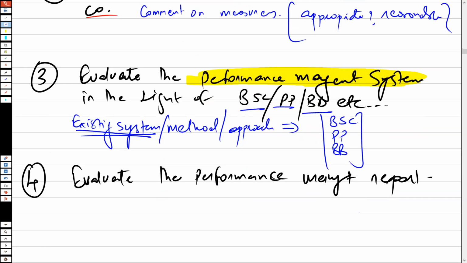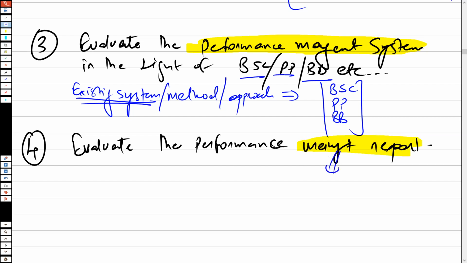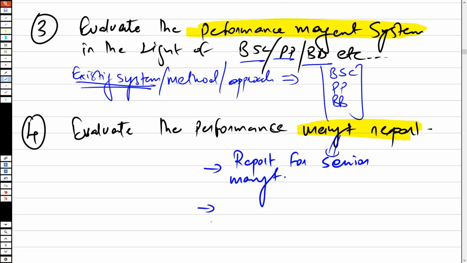Lastly, there's this evaluate the performance management report, and this is a regularly examined area. What does the performance management report actually mean? The performance management report is going to be a report for the senior management of the organization. It is there for the senior management to know how exactly the organization is performing.